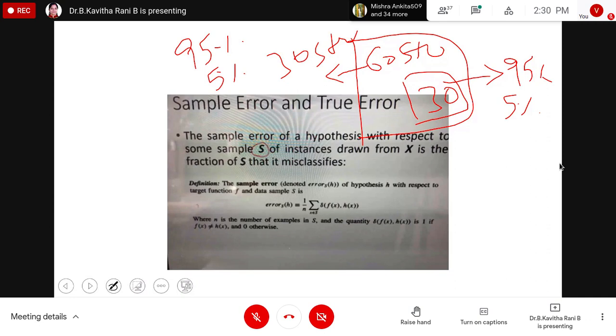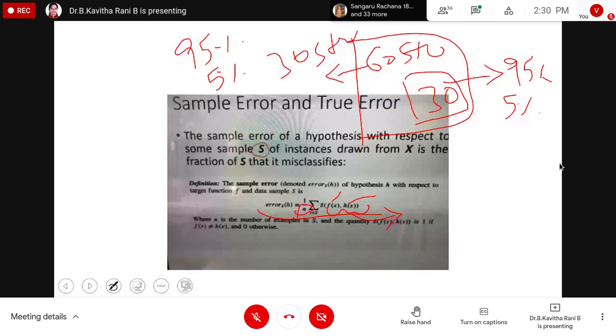Okay. So here you can see the formula. Error S of h is equivalent to 1 by n, where n is the number of samples. f of x is the target function, and h of x is the hypothesis. So f of x versus h of x is the average of differences in the output.